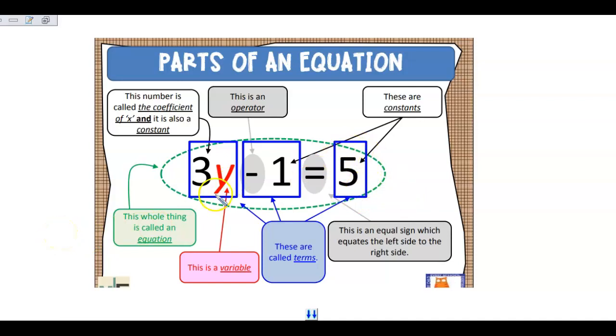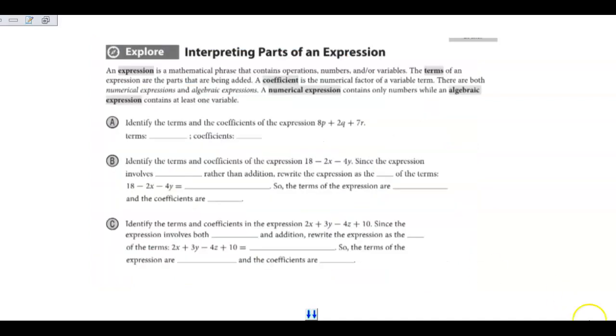When I'm looking at the variable, remember that stands for unknown, in front of it has a number. Typically, numbers that are by themselves, we call those constants. And technically, the number right in front of the variable can also be considered a constant because the operation here is multiplication. However, in most cases, when we're talking about parts of an expression or an equation, we call the number directly in front of the variable a coefficient. Okay? So let's go ahead and practice some of this.